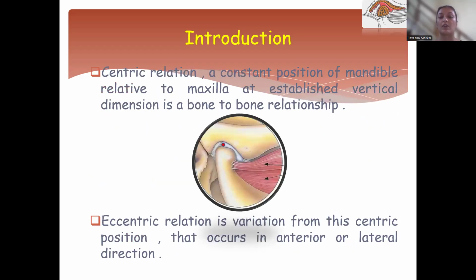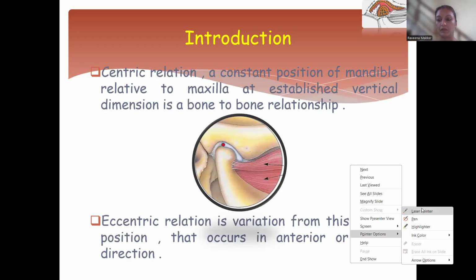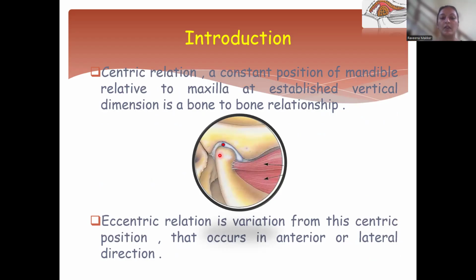Centric relation, a constant position of the mandible relative to the maxilla at established vertical dimension, is a bone-to-bone relation. As you can see, the condyle of the mandible articulates with the glenoid fossa. So that is the bone-to-bone relation. Eccentric relation is variation from this centric position that occurs in anterior or lateral direction.